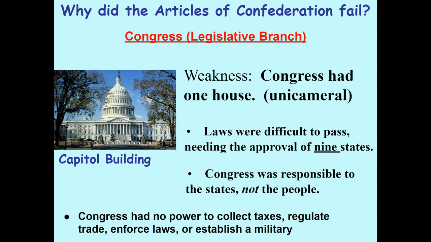Now, other fun facts. Under the Articles of Confederation, Congress had no power to collect taxes at all. They could not regulate trade between the states. They could not enforce laws or even create a military as needed. So really, Congress didn't have nearly as much power to represent its people than it claimed to have.